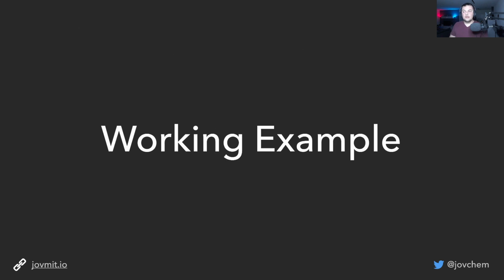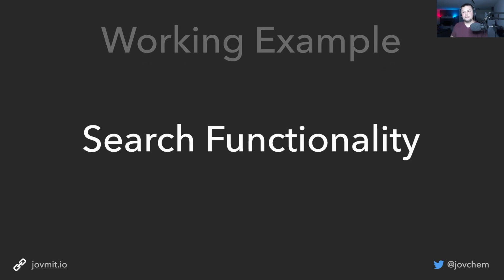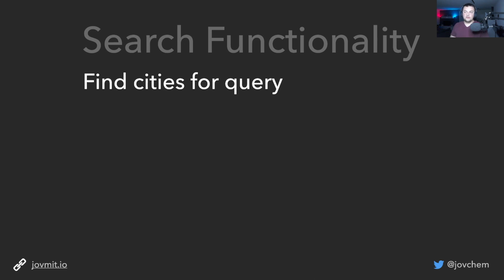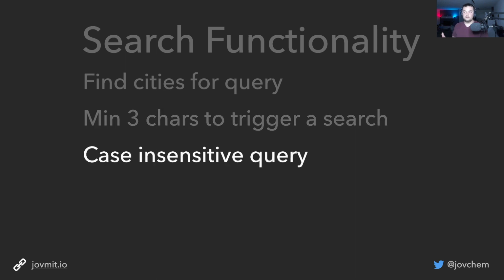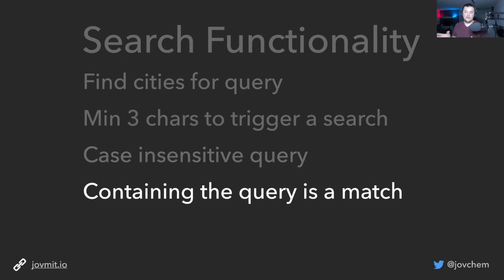For the rest of this presentation, I would like to go through a working example, which is basically a search functionality. There are some criteria that we want to satisfy. We are going to be doing a cities lookup for a given query. And the query has to have at least 3 characters. That's the criteria. Then the query should be case insensitive. We don't care whether the query is camel case or capital case or whatever. And of course, we have a match when the query is contained in the name of the city.